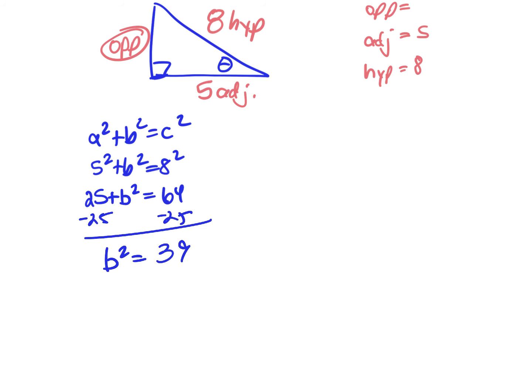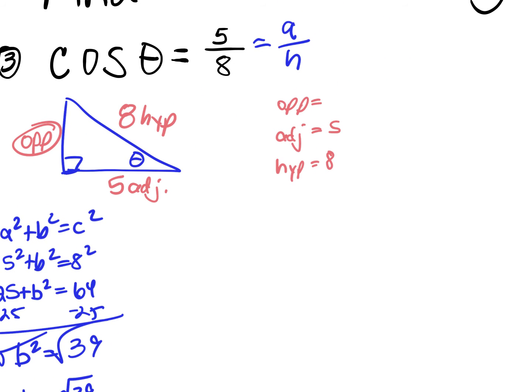39, all right. And now what? Take the square root. So b equals the square root of 39. Can I break down the square root of 39? No. If I could, would I have to? Yes. But I can't break it down, so just leave it.